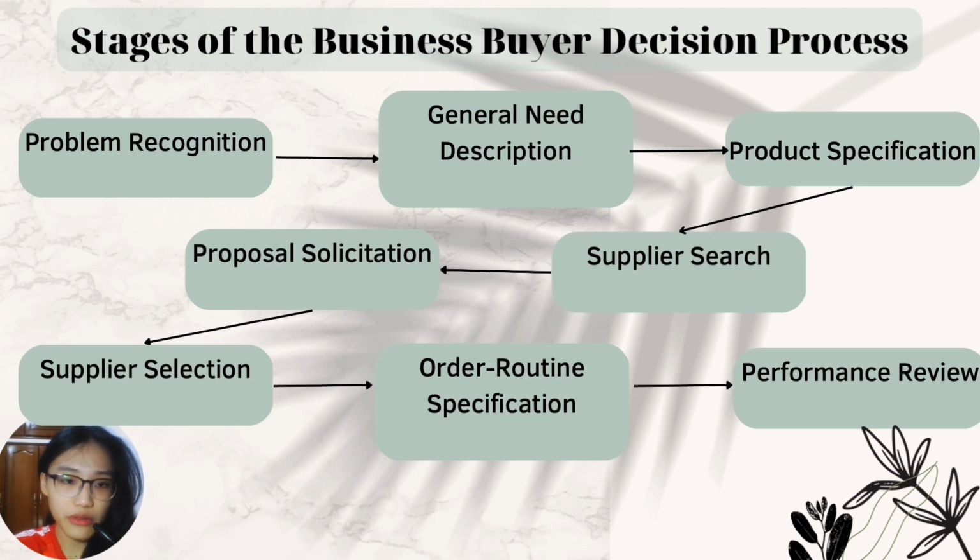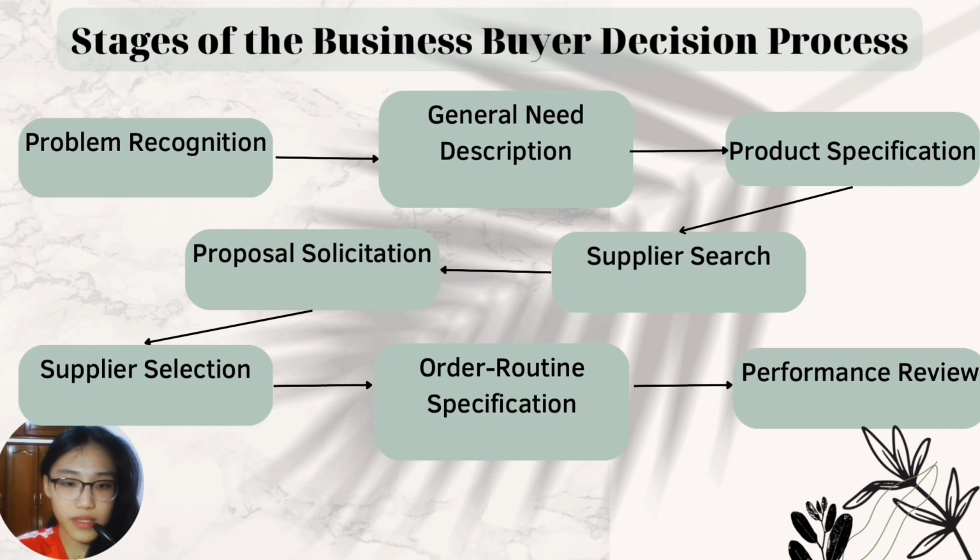Some buyers who make rebuys may skip some of the stages, and the business buyer decision process, in fact, is much more complicated than this diagram suggests. The first step of this process is problem recognition. This is also one of the most important ones, because if a company can't recognize what products or services its customers want or need, it will have a hard time making sales.